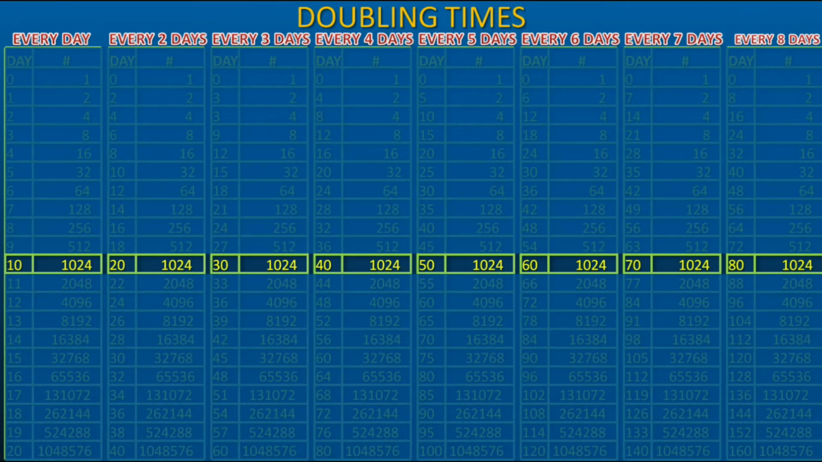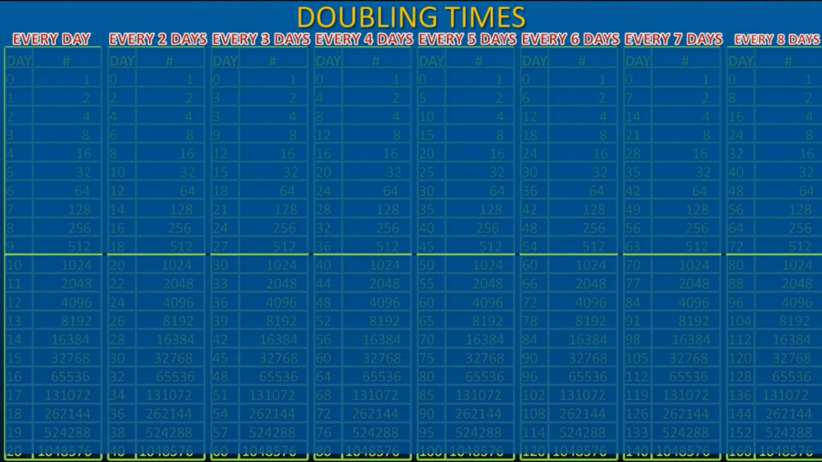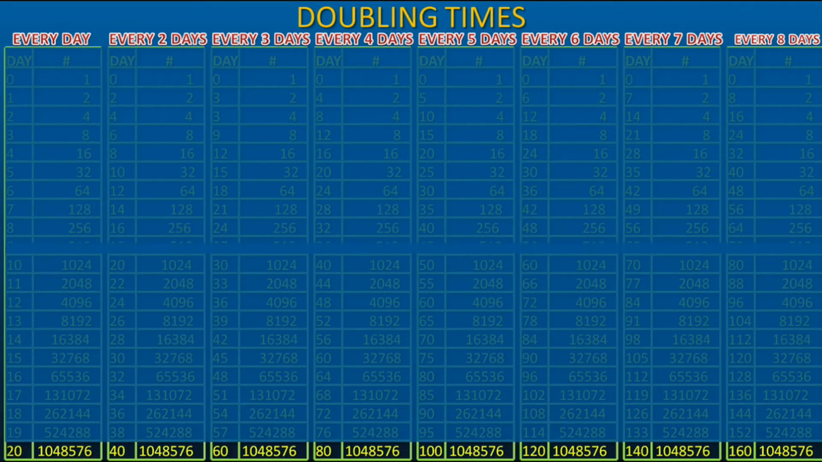The following are just some interesting numbers. If the infection rate is 1 new mouse every day, then starting with the first mouse on day 0, we will reach 1,000 mice by day 10. If the infection rate is every 8 days, then it will take 80 days to reach 1,000 mice. Another milestone in these charts is the number of days it takes to reach 1 million individuals within a certain population.